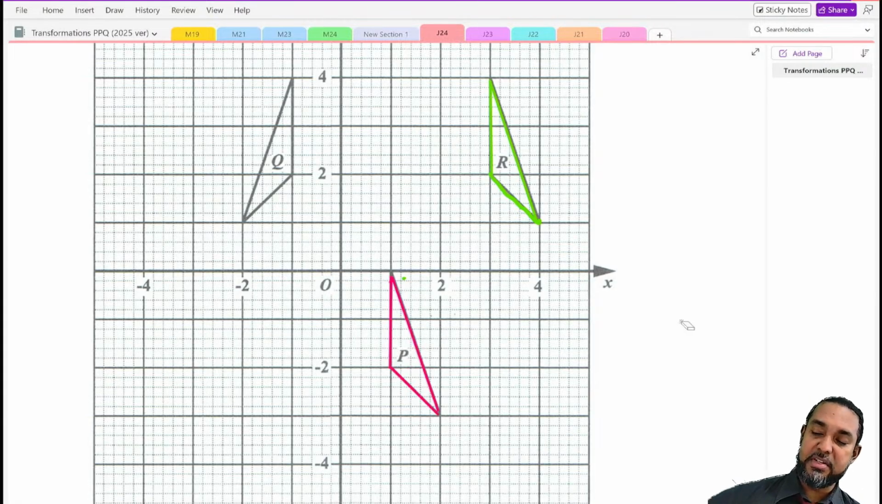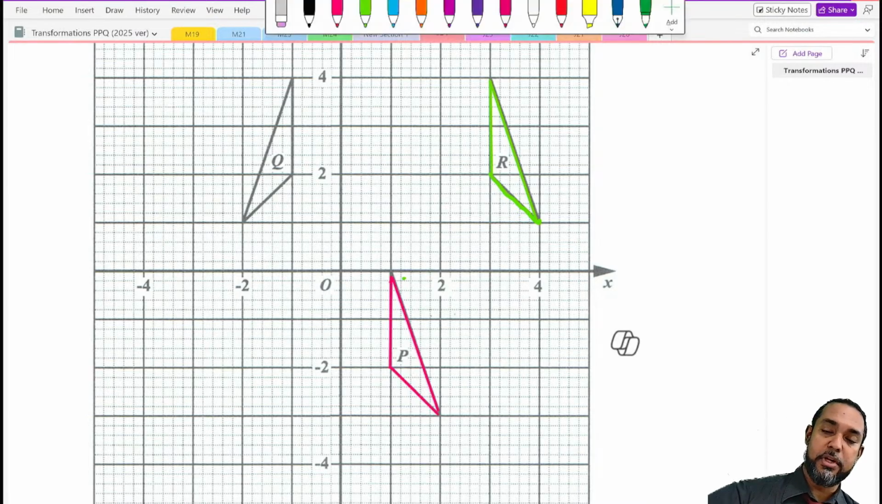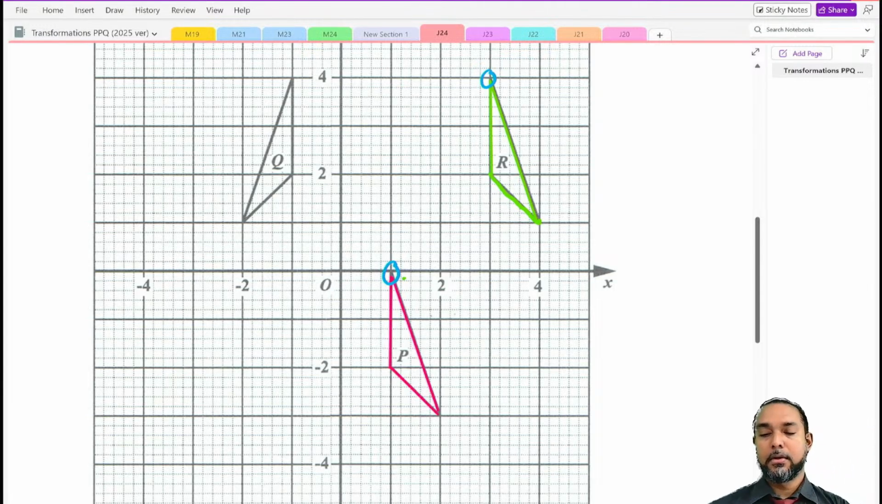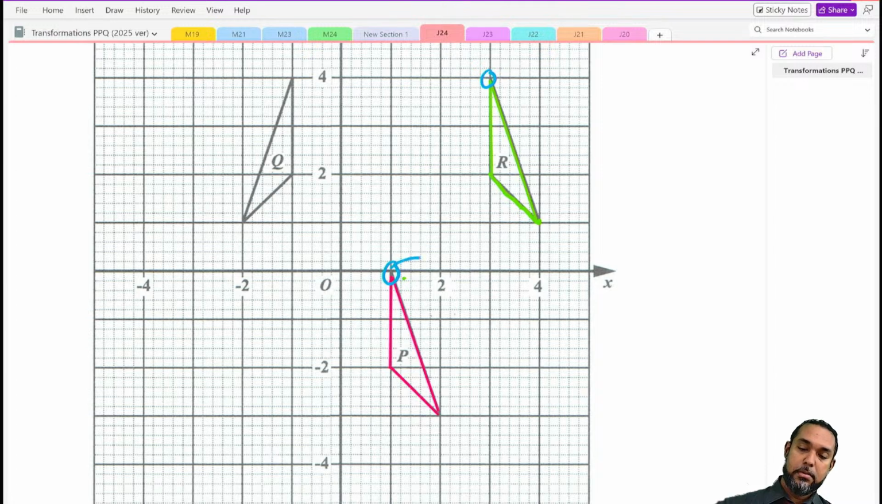So the question is now, what is the vector? How many spaces horizontally and then vertically do we have to shift? Right. So what we do is we take a look at the corresponding vertices. So let's take the top ones, right? Remember, you either go horizontally, then vertically. So how many spaces horizontally would I have to shift that one to end up on it? 1, 2. And now vertically, do I go up or down? I go up. How many spaces? 2, 3, 4.